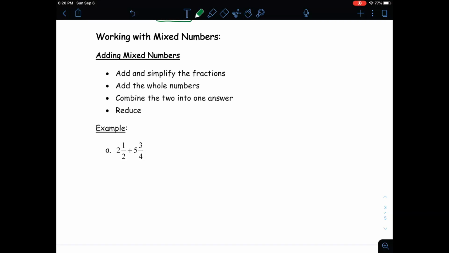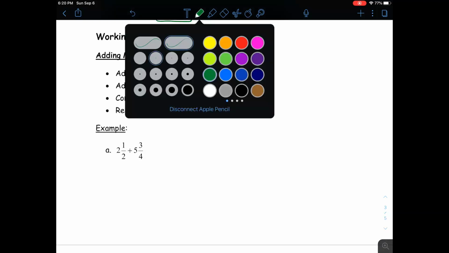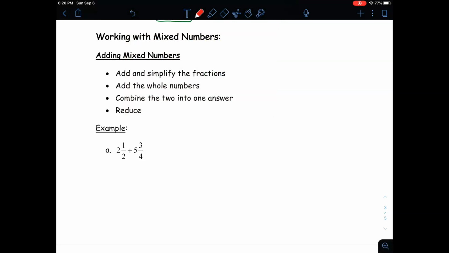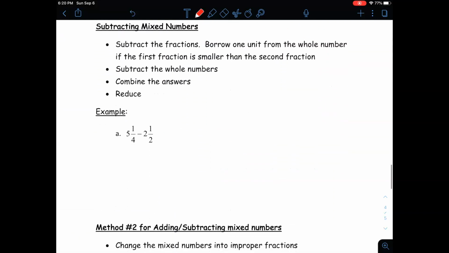Hey, welcome back. We're working with mixed numbers here, and there were two methods. We are going to skip the first method and I'm just going to teach you the second method because I really don't like working with mixed numbers, and I think you'll find the more you get up to higher classes, you're not going to be using mixed numbers. You're going to be using improper fractions. So we're just going to skip that.